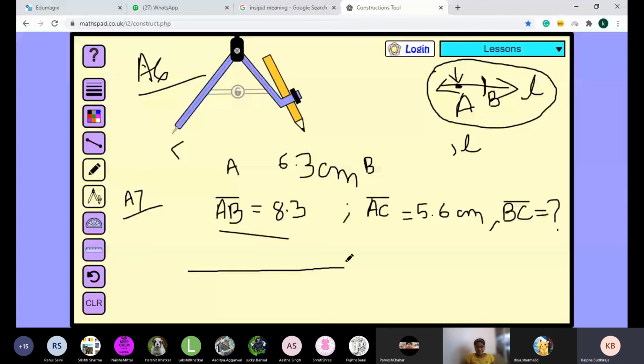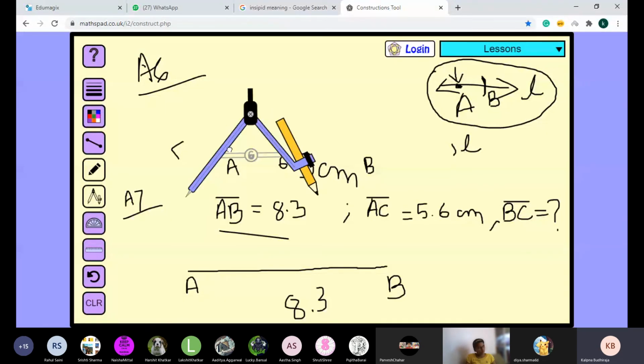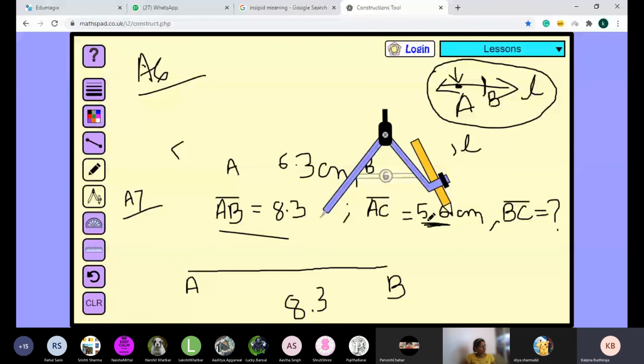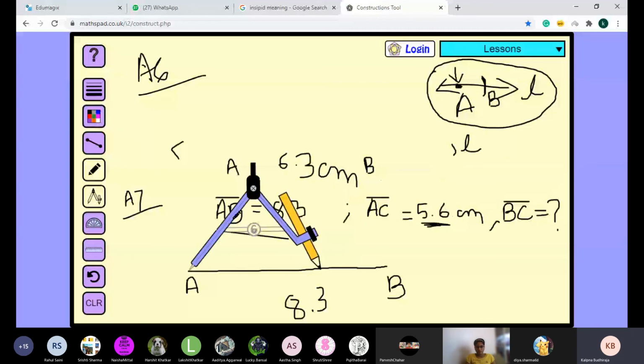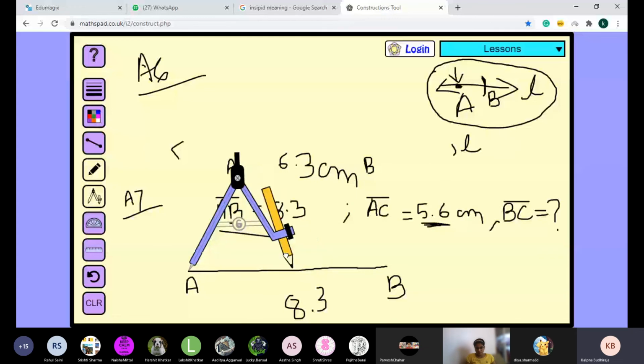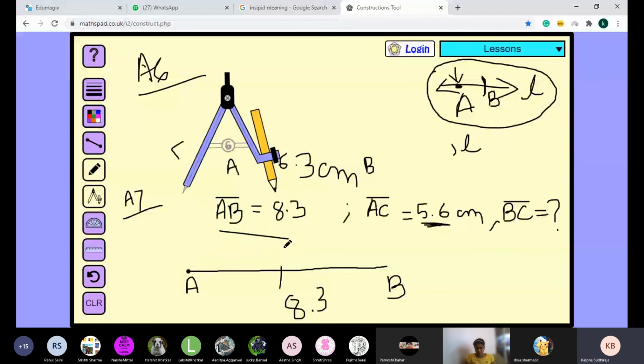So first you will draw with the scale, with the ruler, a line AB of 8.3 centimeter. Now you will place your compass, you will open a 5.6 measurement of compass, ठीक है? ये जो compass आप open करोगे 5.6 measurement का, place it on needle A and say if this is 5.6. Now you will cut the line AB, ठीक है? जैसे ही आप line AB को cut करोगे, you will get point C, which is at 5.6.